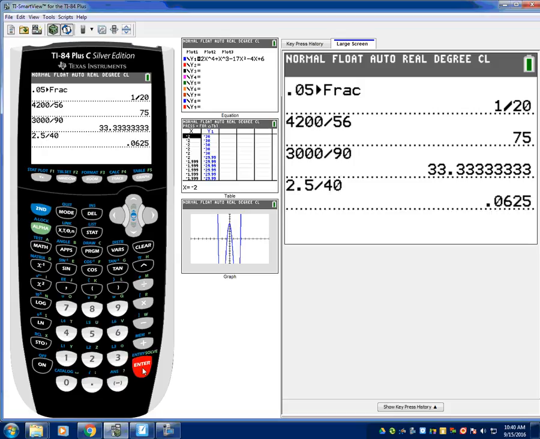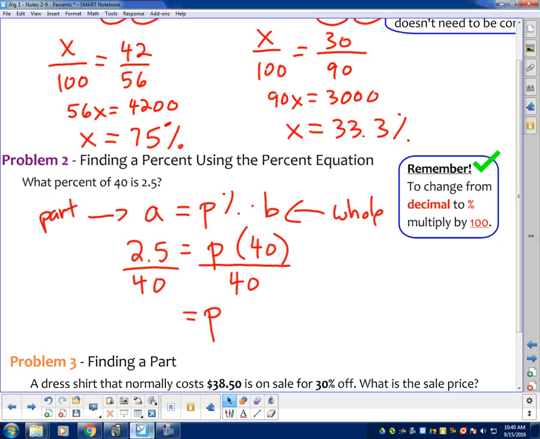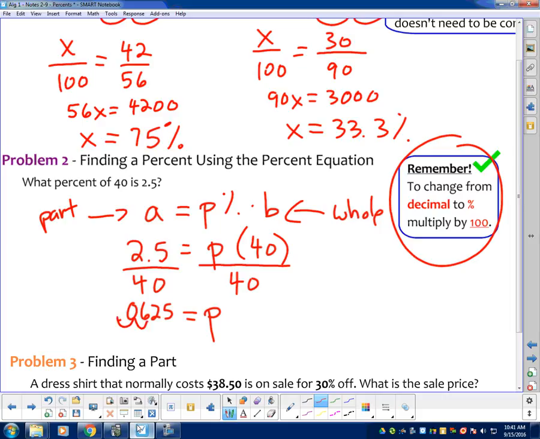Gives me the decimal 0.0625. And it says over here, remember, change from a decimal to percent, multiply by 100. Now that is equivalent to moving the decimal 2 places to the right. So my percent would be 6.25%. So what I'm saying is 2.5 is 6.25% of 40.